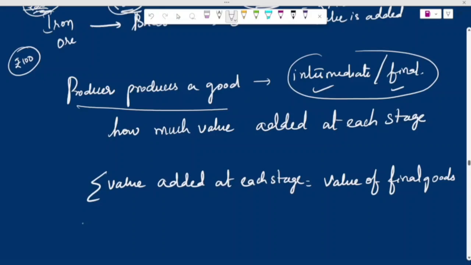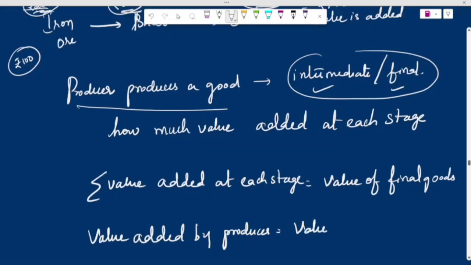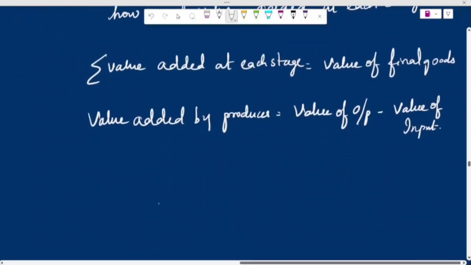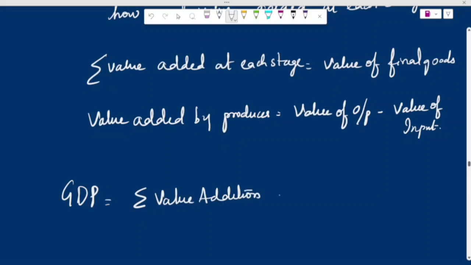So value added by a producer will be equal to value of output minus value of input. Yes. So here GDP through the value addition method can be written as the summation of value addition of goods and services by all producers.